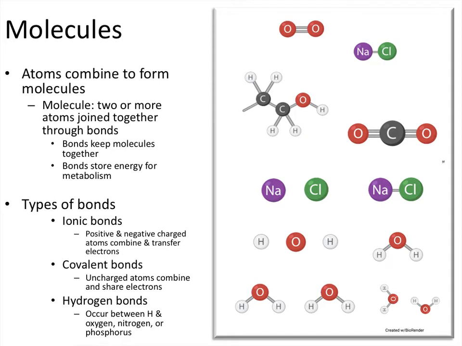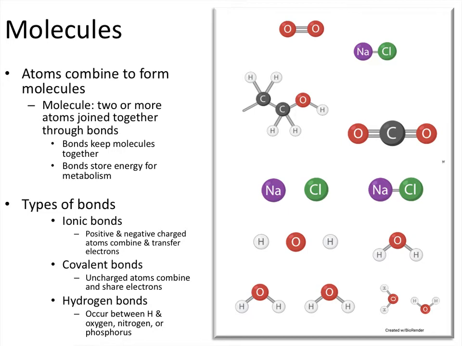Individual atoms are, of course, important because they make up matter. But from a biological perspective, most of the time we aren't interested in just individual atoms. We're more interested in how atoms combine to form larger structures called molecules. So a basic definition of a molecule is two or more atoms joined together through bonds. Now, from a chemist's perspective, there might be a more technical definition, but for biology at this level, it is sufficient to say that molecules are two or more atoms joined together through a bond.